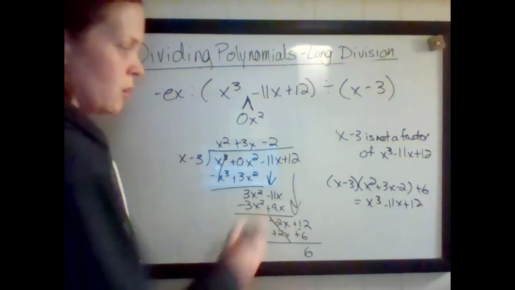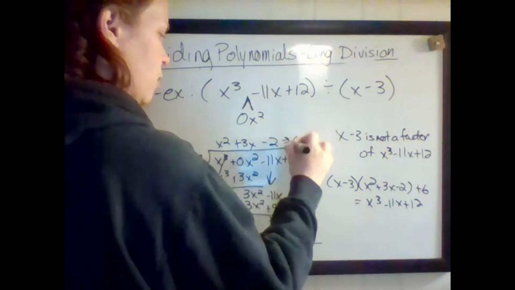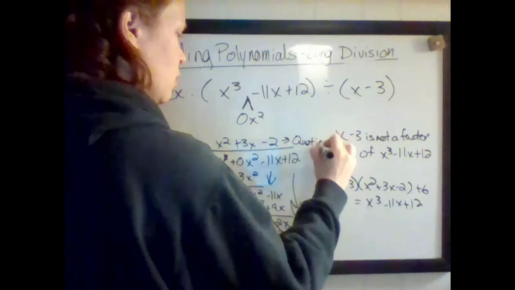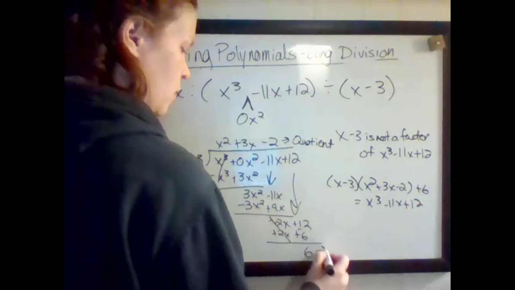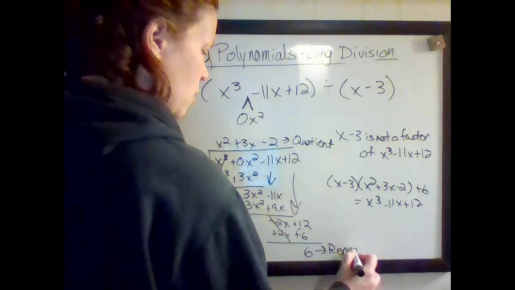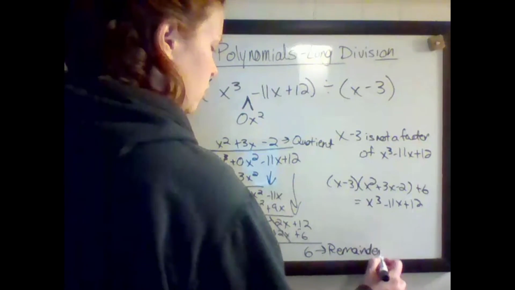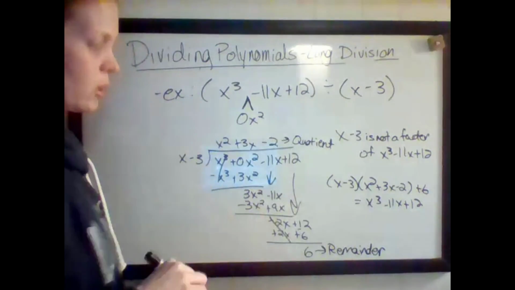The other thing that I'll add is pointing this out. This right here, this is called the quotient, and the 6 is called the remainder. Sometimes you're asked to divide this and find the quotient and the remainder.